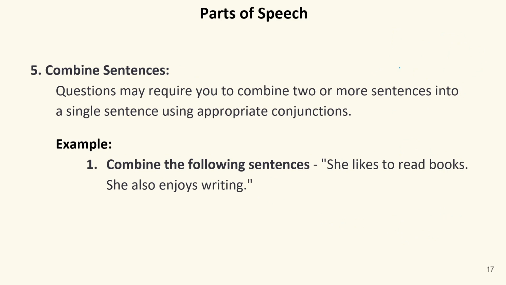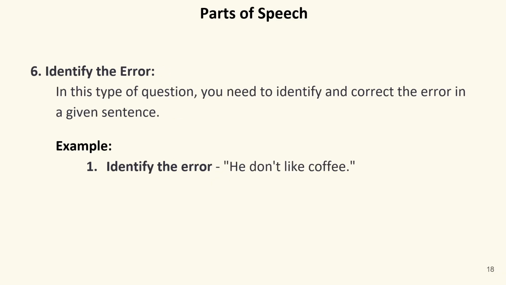Now combine sentences. You can be asked to combine sentences using some conjunction. She likes to read books. She also enjoys writing. So she likes to read books and enjoys writing. You can combine these two sentences in such manner. She likes to read books and enjoys writing. So in this manner, you can connect these two sentences with each other.